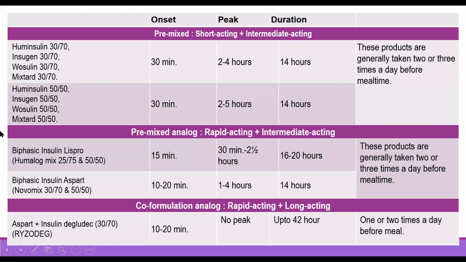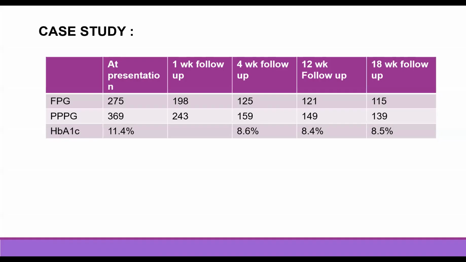As I've already discussed with you, we have a lot of premixed insulin options in front of us. We have premixed analog insulin in different proportions: 30-70, 50-50, 25-75, and we have a co-formulation of insulin aspart and insulin degludec. So we have many options as far as premixed insulin is concerned.